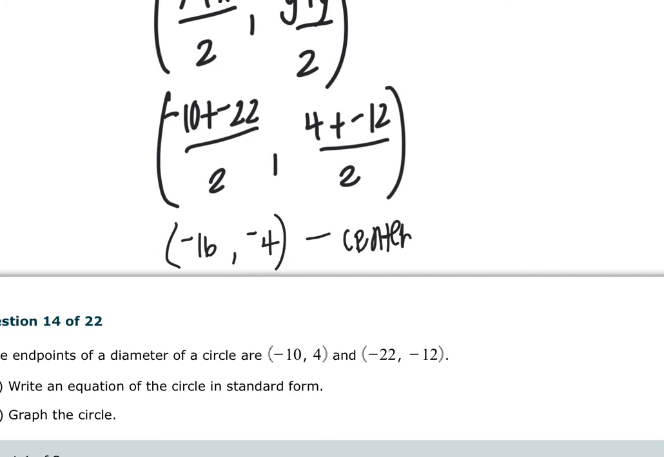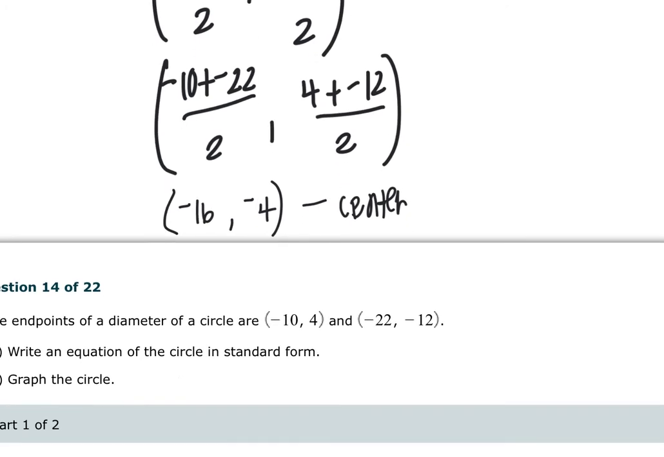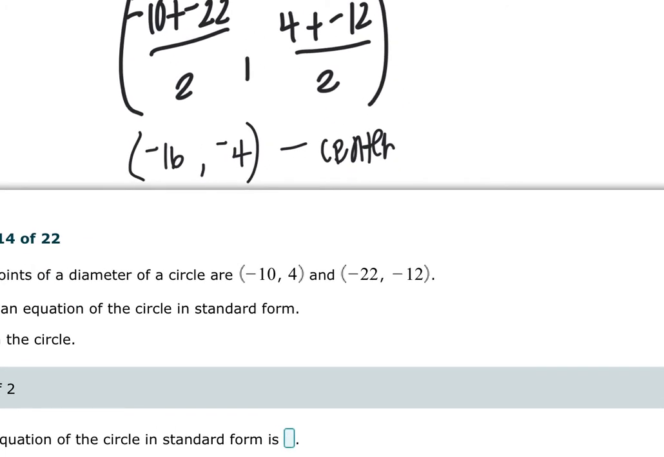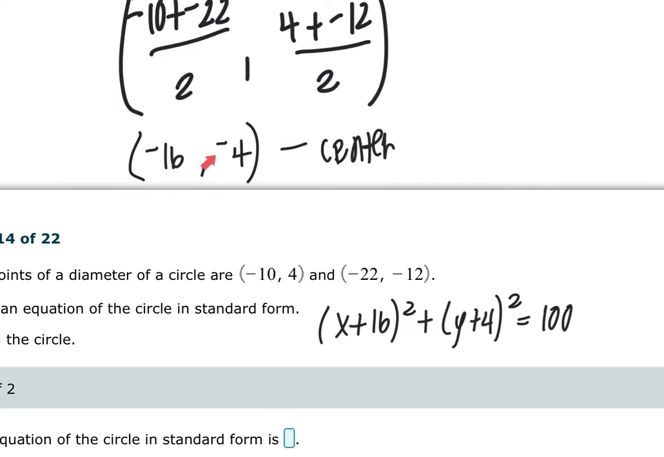And we found that our radius was 10. We squared it to get 100, so I'm ready to put this into the equation of a circle. It will just be x plus 16 squared plus y plus 4 squared equals 10 squared, so 100. And just notice right here that when you plug it into the equation, it's the opposite sign of what you see in that center right there. You use a different sign.